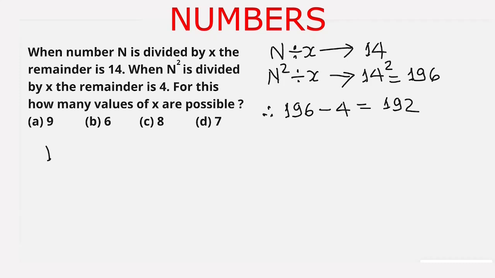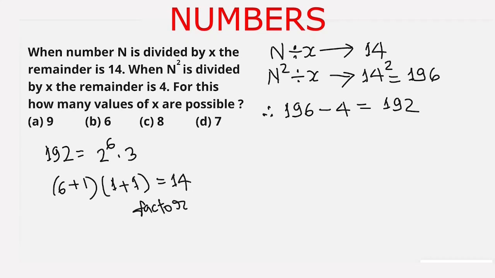It means that all the factors of 192 may be the value of x. Now 192 can be factorized as 2 to the power 6 into 3. It means that the total number of factors of 192 are 6 plus 1 into 1 plus 1. As the power of 2 is 6, the factors are 6 plus 1, and the power of 3 is 1, so it is 1 plus 1. This is equal to 7 times 2, which is 14. So there will be 14 factors.